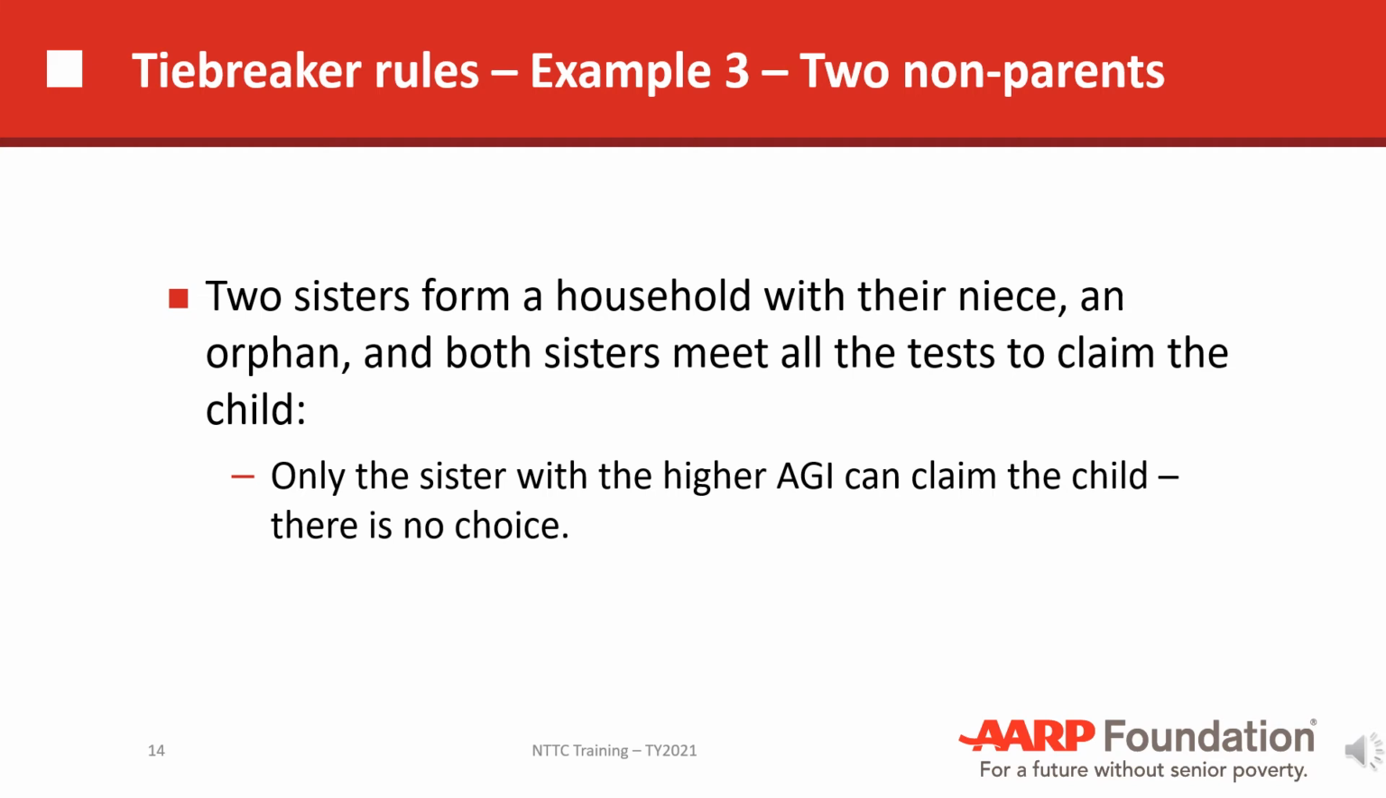Example number 3, two non-parents. The two sisters form a household with their niece, who is an orphan, and both sisters meet all the tests to claim that child. Only the sister with the higher AGI can claim the child. There's no choice in this situation.